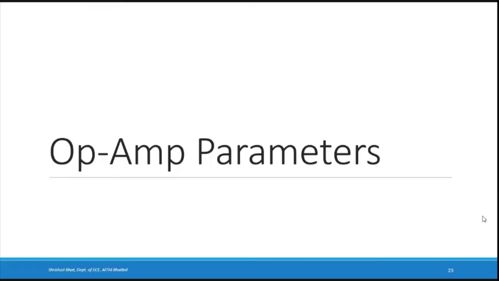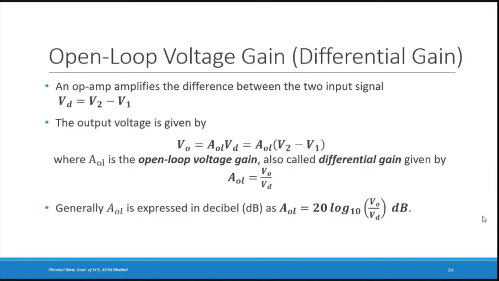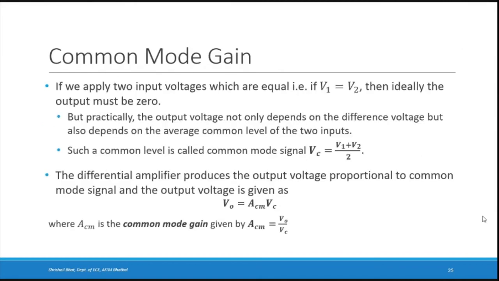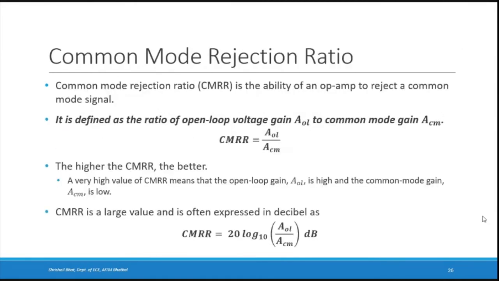So previously we have seen the basics of an op-amp. We have seen the concept of what is an op-amp, its characteristics, ideal characteristics, practical characteristics. We have seen its block diagram, internal block diagram, and some of the parameters like differential gain, common mode gain. We have seen its two input modes, differential mode and common mode, right? So differential gain, common mode gain. We have also seen common mode rejection ratio, right?